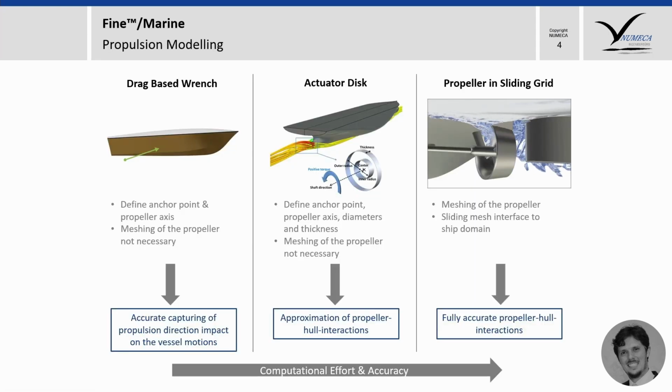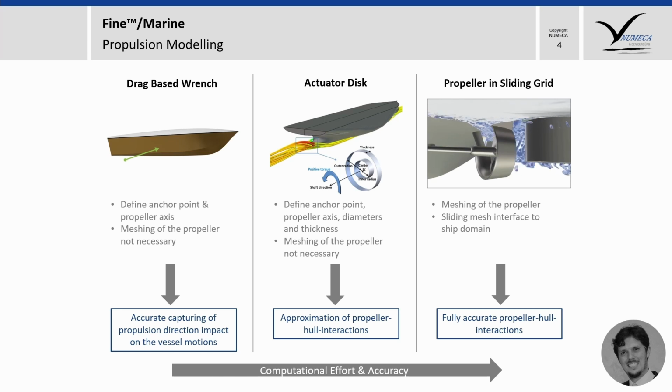Even if you have the propeller geometry, you need to think about which propulsion modeling you want to use in your simulation. In Fine Marine, we can tackle propulsion with 3 different methods. On the left side, you see the drag-based model, which is a very simple mode that impacts the boat kinematics with no additional computational effort. One application I can think of is small pleasure boats, where comfort is of big importance, and this mode will provide you information that the pure resistance will not.